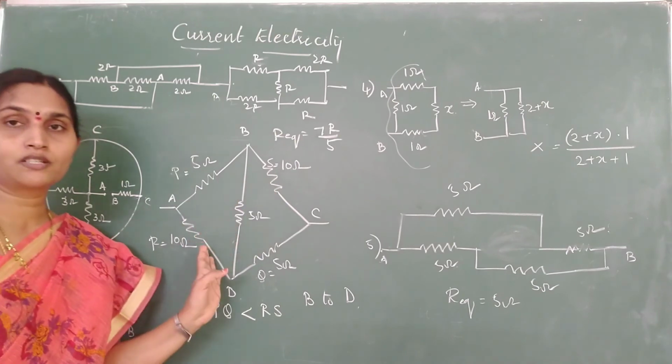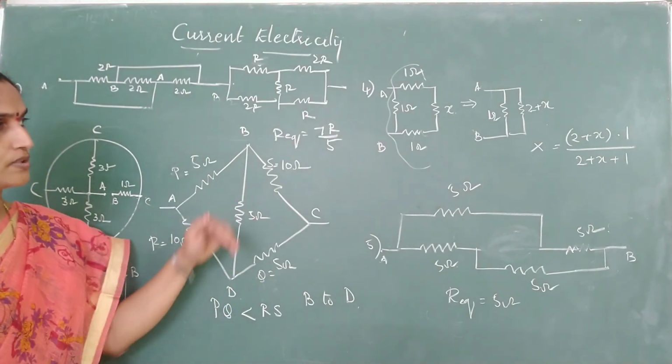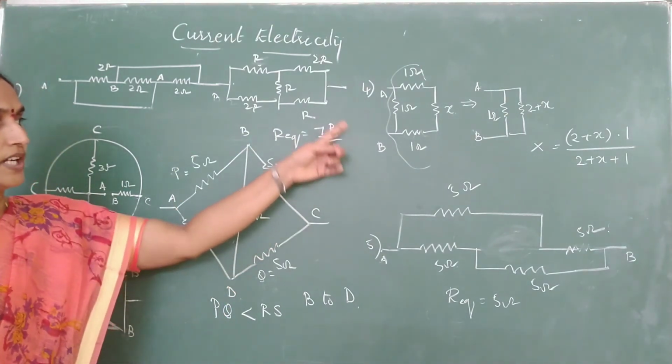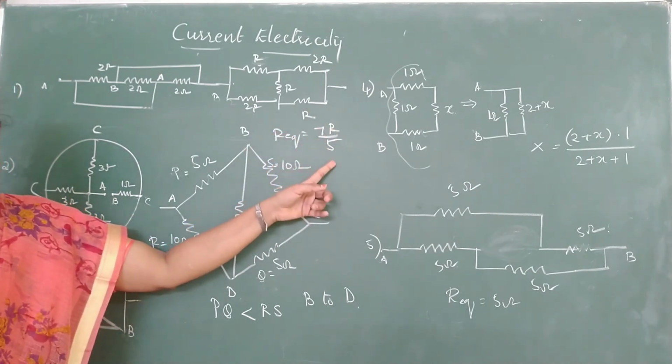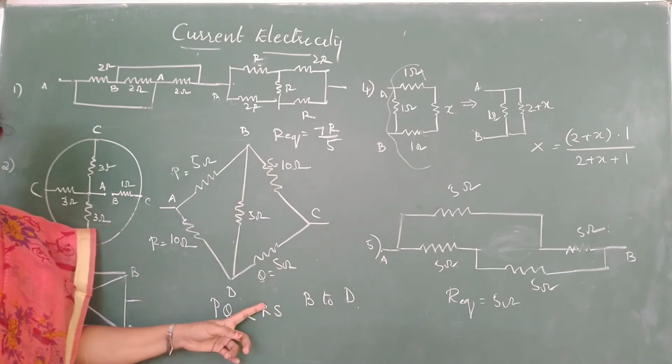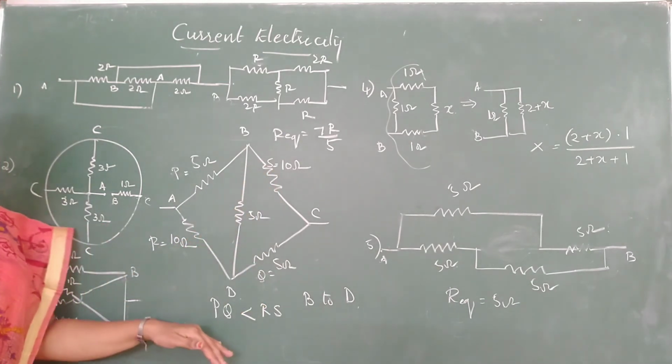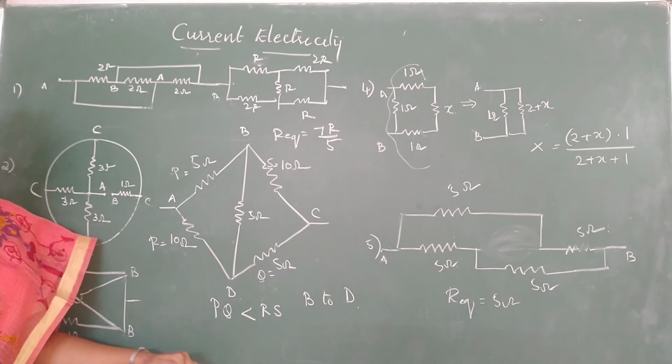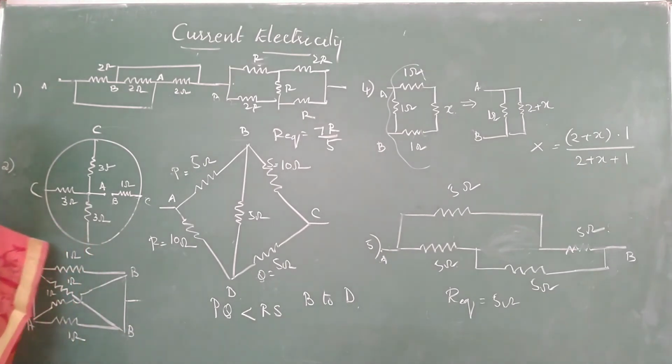So either you can use Kirchhoff's law and solve it, or you can make use of star-delta conversion. The final result we will get is 7R divided by 5, provided it is an R and 2R, 2R and R network. So this is the point that you need to remember regarding a Wheatstone bridge. Now coming to some more applications.